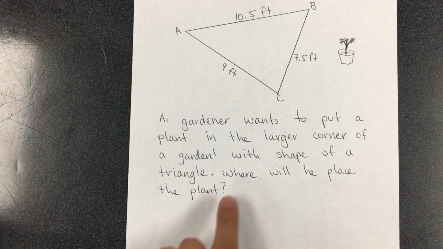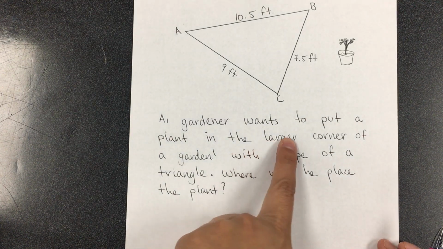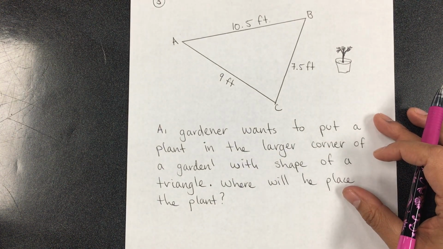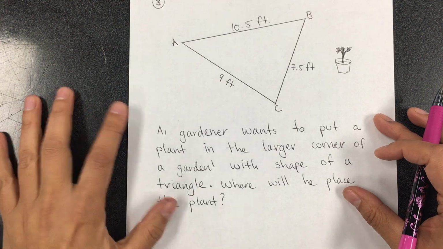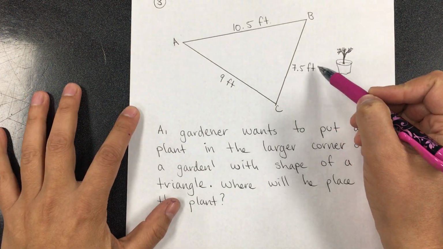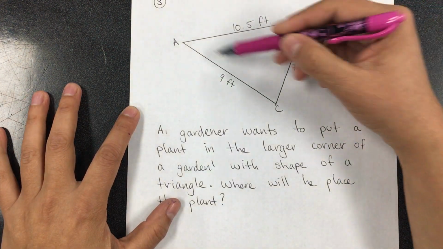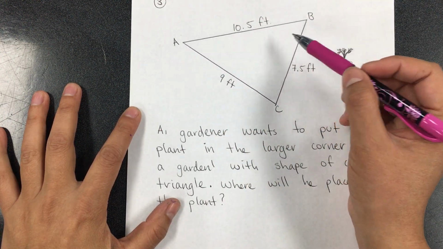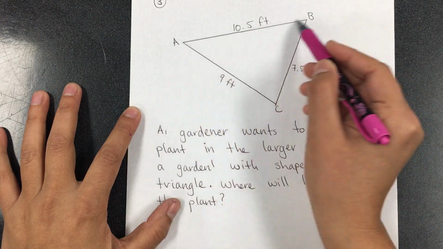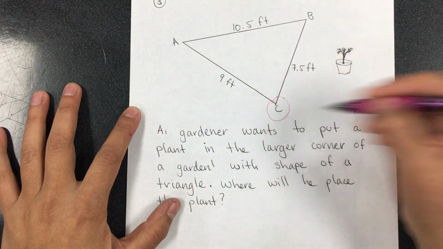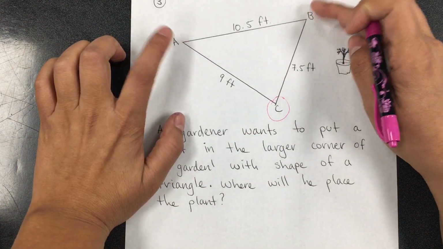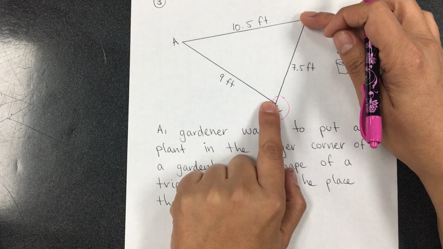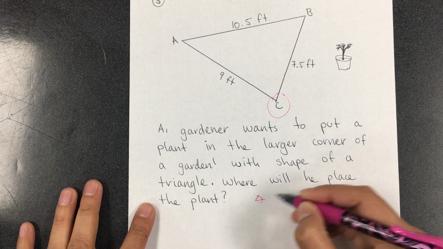And it says that it's in the larger corner, meaning that it's going to be opposite of the largest side. I can see that this is 7.5 feet, this side is 9 feet, and this is the longest, which is 10.5 feet. Opposite of AB is angle C. Remember that it doesn't use the letters, okay? If the longest is AB, then the angle is going to be angle C.